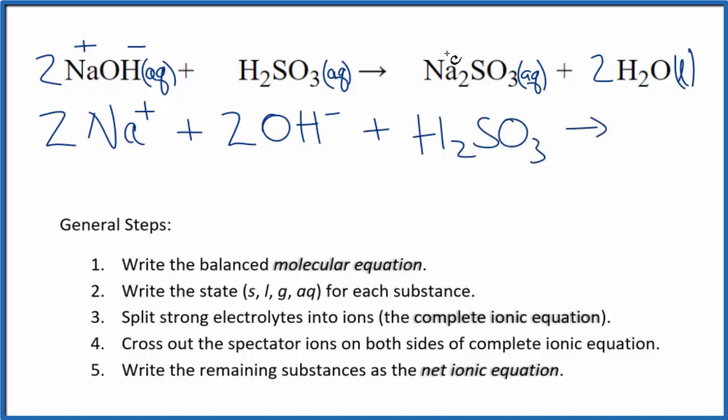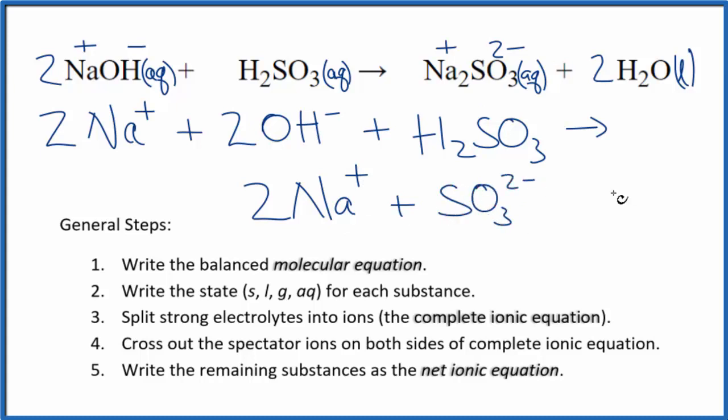The products, sodium group 1, 1 plus charge, and then this whole sulfite ion, 2 minus. So we'll have 2 sodium ions, just like the reactants. And then we'll have the sulfite ion, SO3 2 minus. And then with net ionic equations, we don't split water apart. So we'll have our 2H2O. This is the complete ionic equation.